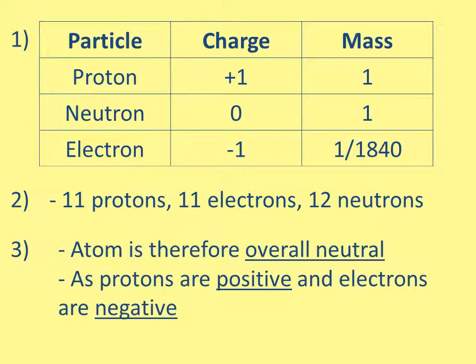Question number 3. Why do atoms have the same number of protons and electrons? This is really important. The atom is overall neutral. It has no charge, and that's because it's got the same number of positives as negatives, the same number of protons as electrons, and therefore the atom is overall neutral.